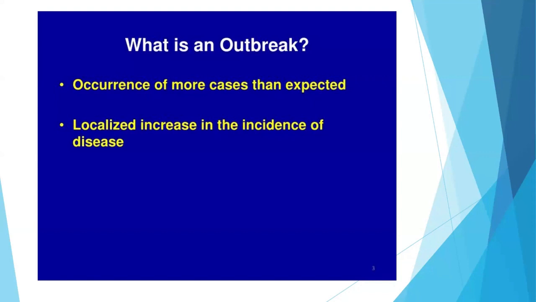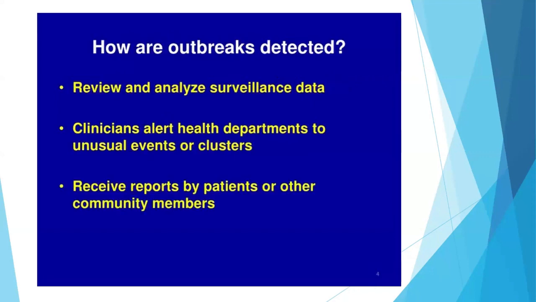For example, there was a disease incidence of 5 cases per year of some disease. Now, in this particular month of, let's say, January, there is a spike of 500 cases in a single month, then that should be labeled as an outbreak. How are outbreaks detected? We need to review and analyze our surveillance data. The clinicians alert the health departments to unusual events or clusters. We receive reports by patients or other community members.